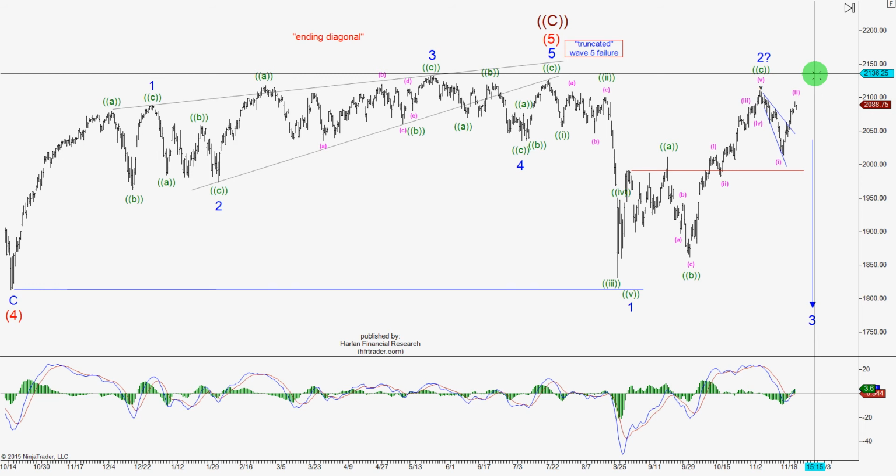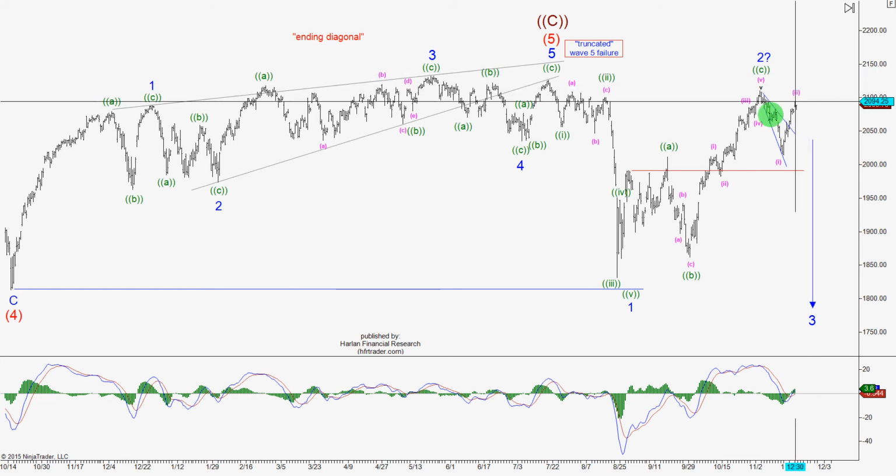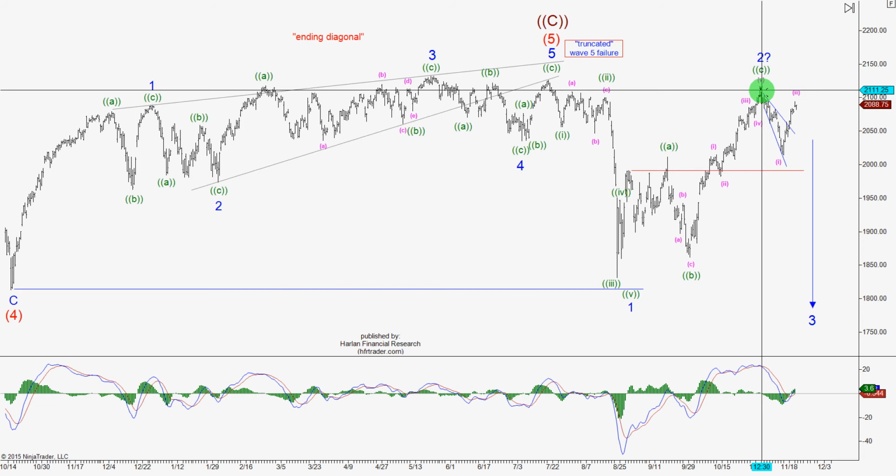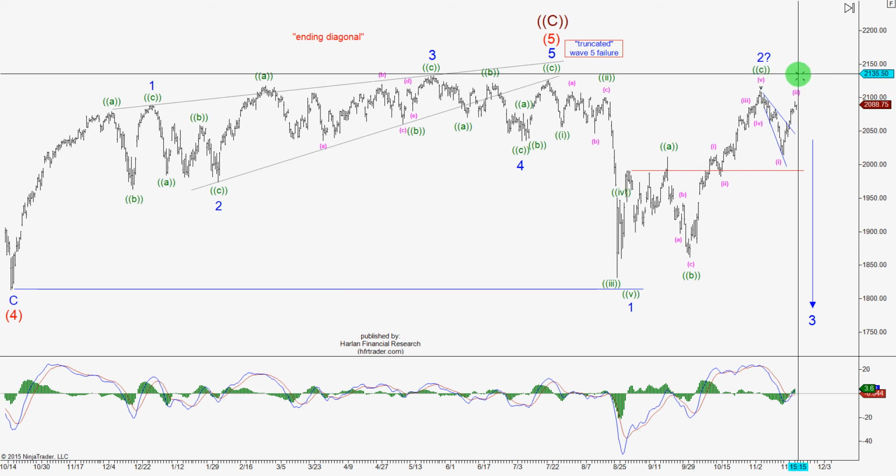But the internal wave count for the time being doesn't allow the market enough to get to new highs. It could break this high right here but not make a new all-time high. So we've got all kinds of things to be watching. We need confirmation in short term, long term, everywhere. So we'll just continue keeping up with each move the market makes.